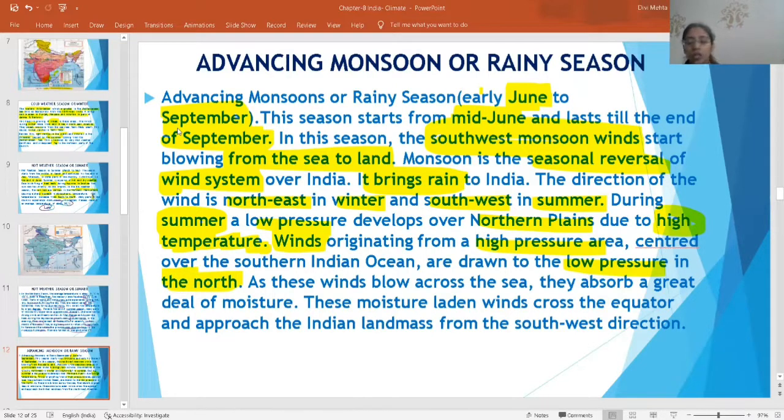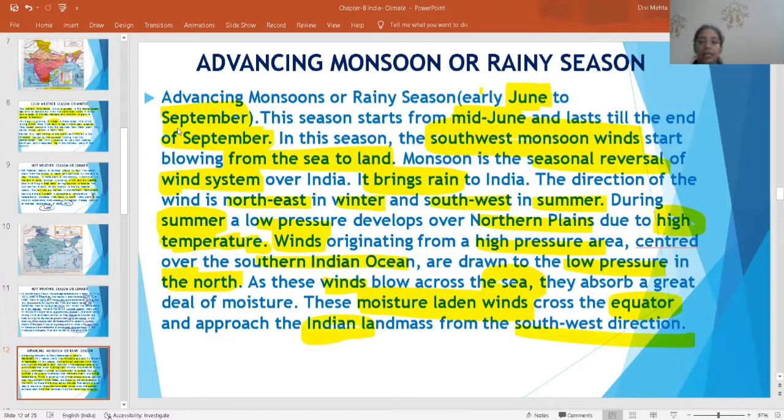Winds originating from the high pressure area in the south of the Indian Ocean go to the low pressure area in the north. I told you na, the wind blows from sea to land. So these winds blow across the sea, and when they do, they capture moisture from the sea. These moisture laden winds, laden means heavily loaded, cross the equator and approach India in the southwest direction.